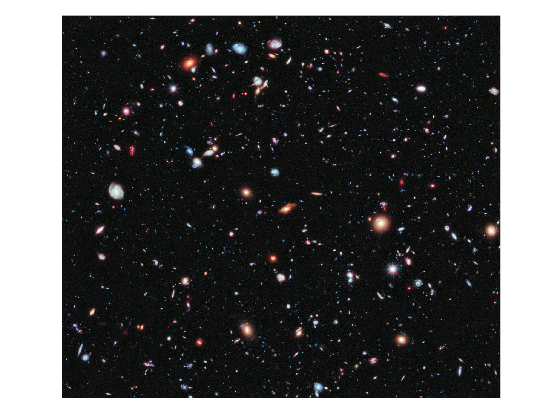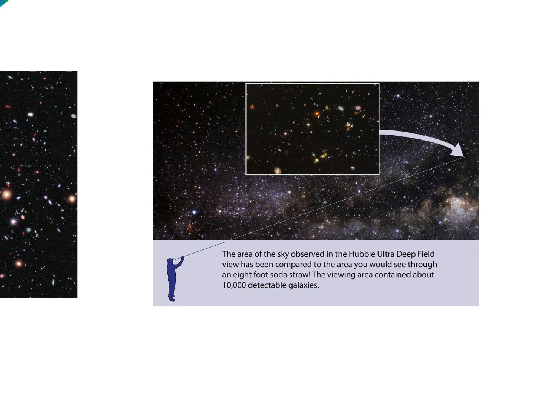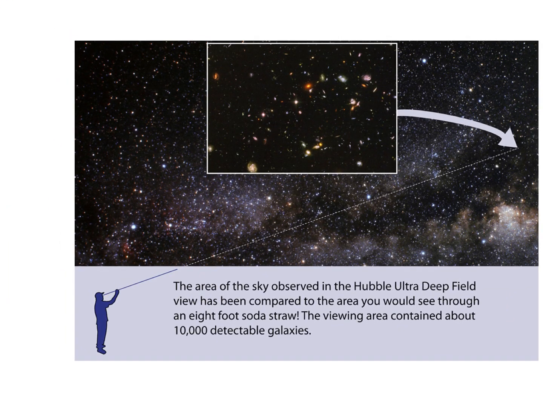So this is a tiny patch of the night sky. I'll show you how small it is in a second. All of these things you see are galaxies, and those galaxies have billions of stars in them. So it shows how vast our universe is. Just to show you how small that area covered was, you can read that at the bottom. The area of the sky observed by the Hubble Ultra Deep Field is comparable to the area you'd see if you looked through an 8-foot soda straw.